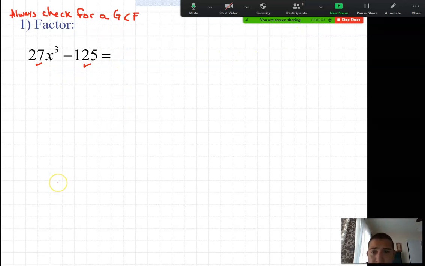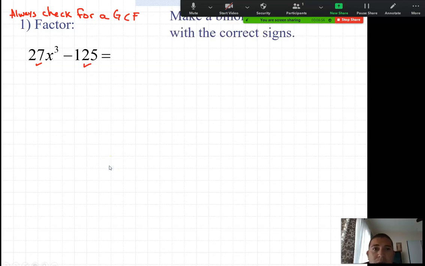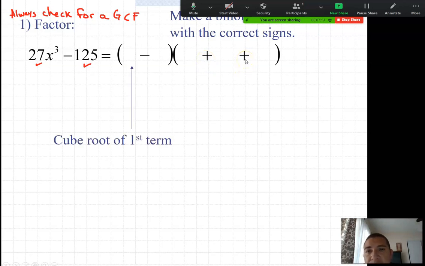Now in this example, we're going to set up the template with the corresponding signs. So this is a subtraction. This is a difference of cubes. So the first parenthesis is a subtraction, and then you change it, and the last sign is always positive.